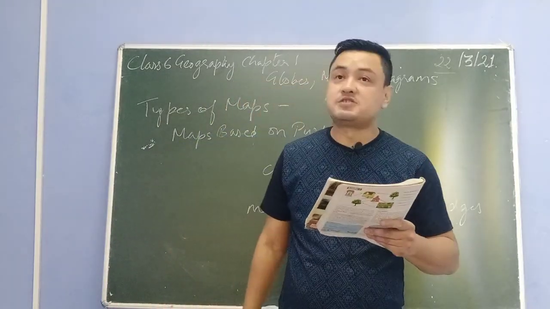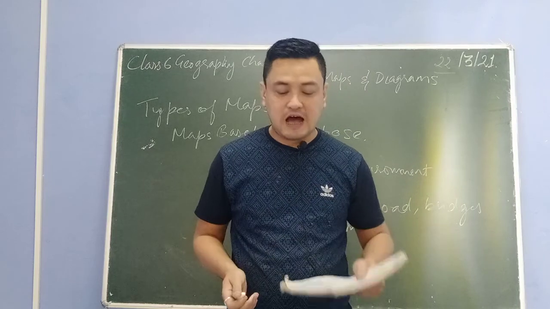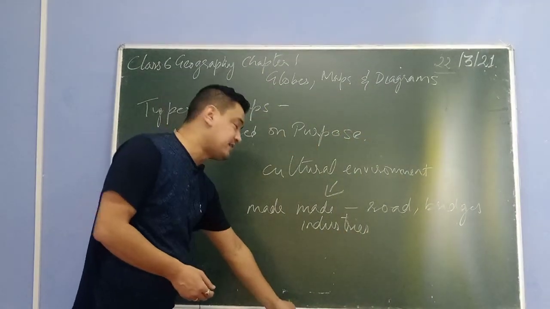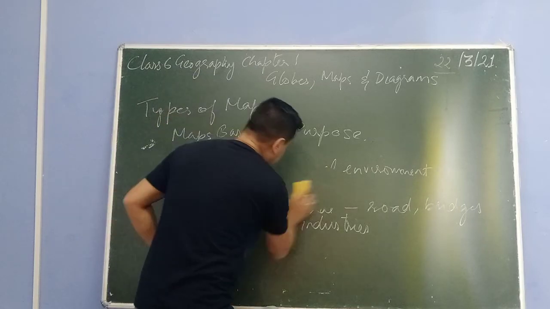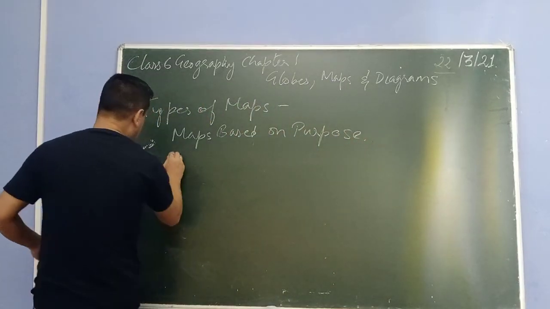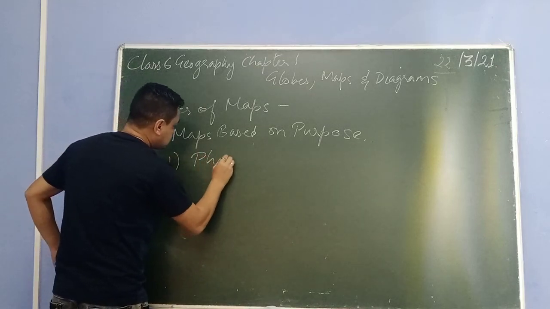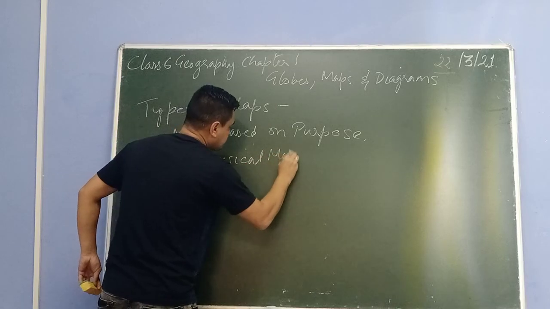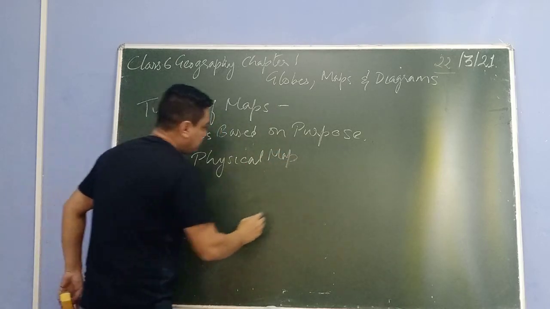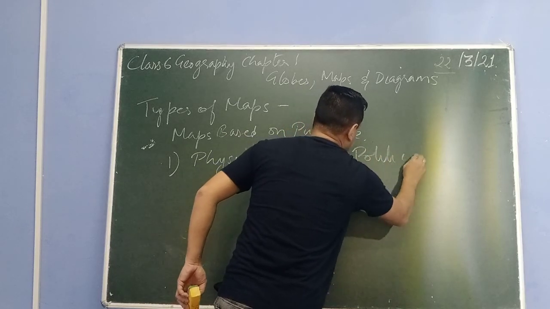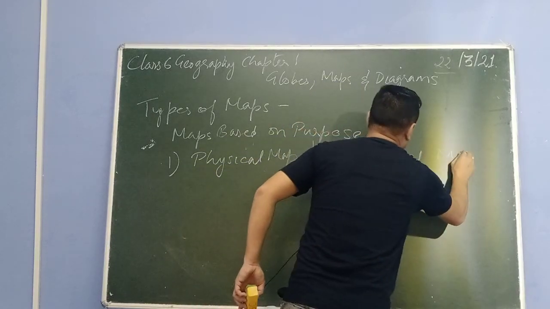Thus we have various types of maps, but the most important are three types: physical maps, political maps, and thematic maps. In the map based on purpose, there are three important maps that you have to study. The first one is physical maps, P-H-Y-S-I-C-A-L, then political maps. Now I will draw it this way, and political, P-O-L-I-T-I-C-A-L, political maps.